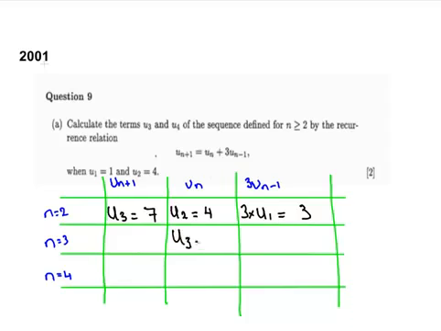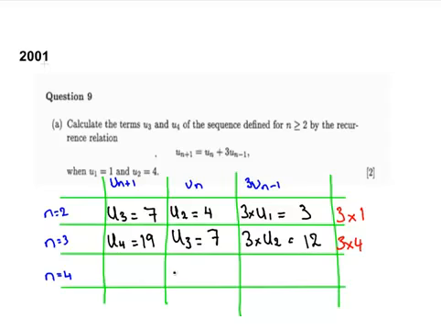So let's do it for the next line. u of 3 is equal to 7. What is 3 times u of 2? That's 3 times 4, and that's equal to 12. Just make a quick note of that. Add those two together, we get u of 4, and that is equal to 19.